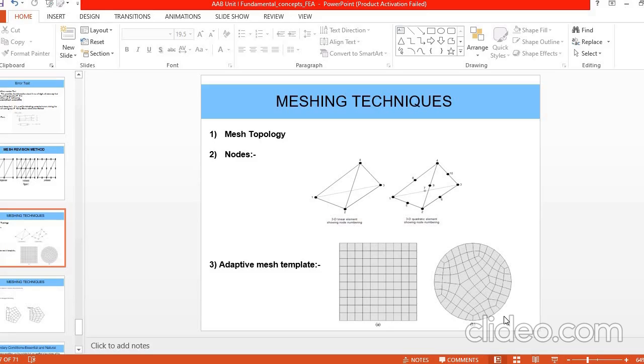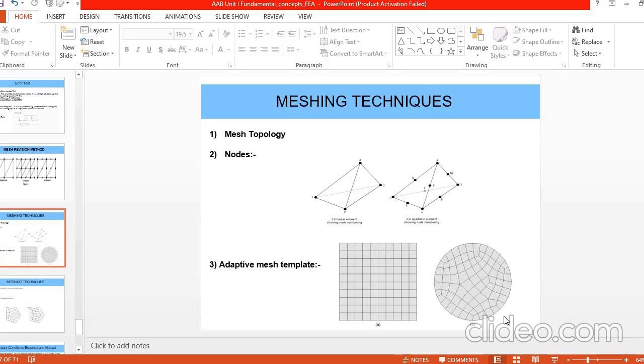So the following are some classifications of mesh generation methods. The first one is mesh topology. Once the meshing is decided, the mesh smoothing techniques may be used for calculating the position of the nodal points. In mesh topology, you have to first mesh, then after meshing you have to apply smooth meshing techniques for your meshing part. So this is called mesh topology.